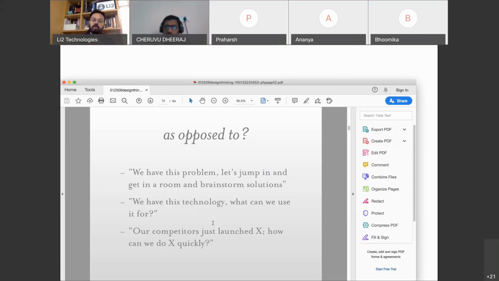But if you want to go further and actually do something meaningful, take your idea to implementation, then you should be agnostic of technology, agnostic of solution. Very, very important. Our competitors have launched X. So how can we do X quickly? This is the other one, right?